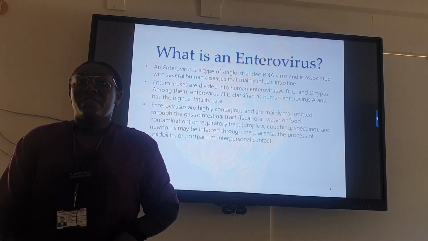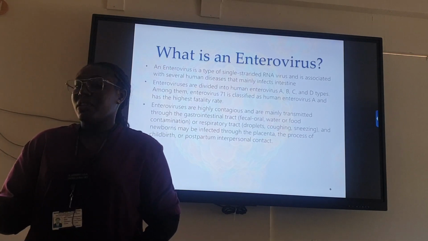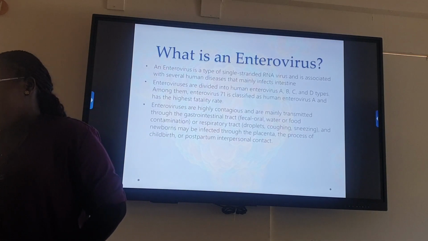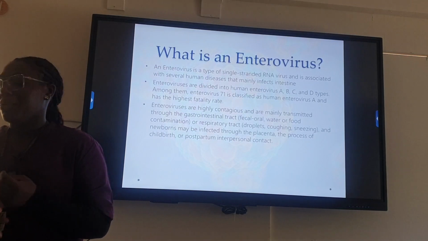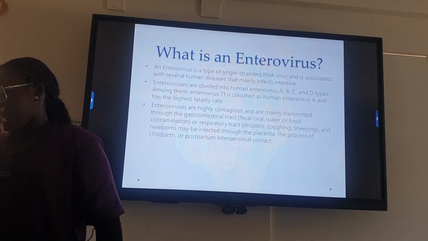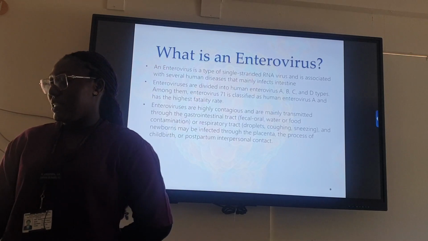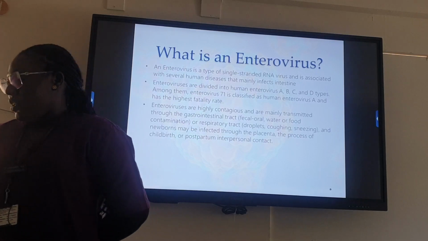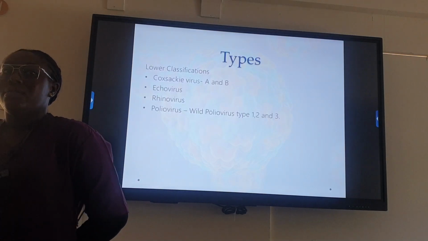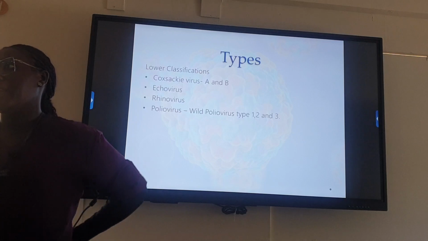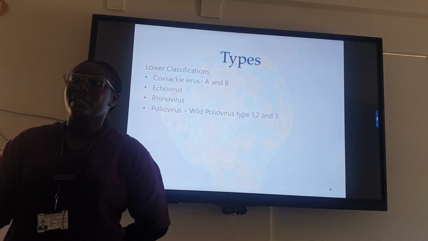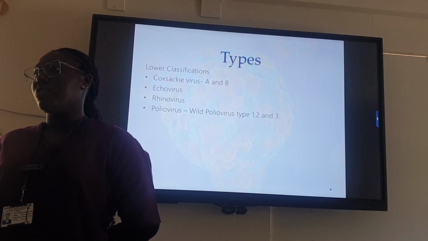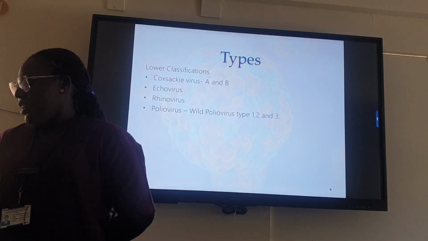Enteroviruses are very contagious and are mainly transmitted through the fecal-oral route, like water and food contamination, and also through the respiratory tract via droplets, coughing, and sneezing. Newborns may be infected through the placenta, during childbirth, or postpartum through personal contact. In the types of enteroviruses, there are other classifications including coxsackievirus A and B, echovirus, rhinovirus, and poliovirus, which includes wild types 1, 2, and 3.